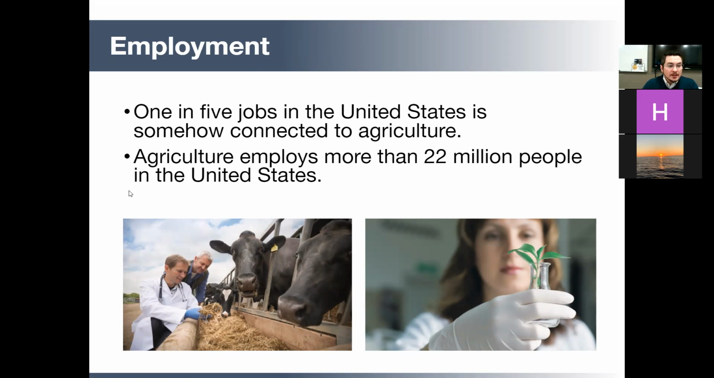Employment: 1 in 5 jobs in the United States is somehow connected to agriculture. So if you're curious why we're going through this in a career readiness type unit, here's why. There's a ton of jobs available in the agricultural industry, from working on farms and vet clinics and working with animals to, this looks like we're in some sort of lab situation, this other picture, working on genetics or plant propagation of some kind. There are more than 22 million people in the United States employed in the agricultural industry.